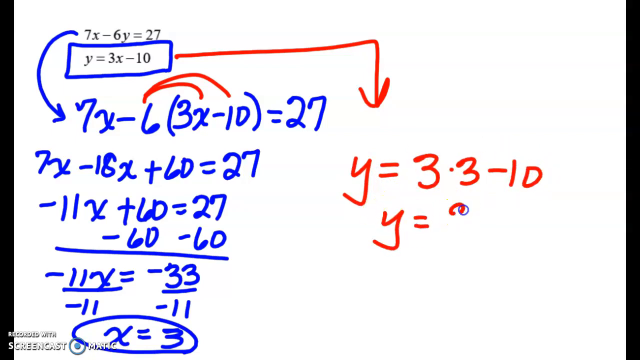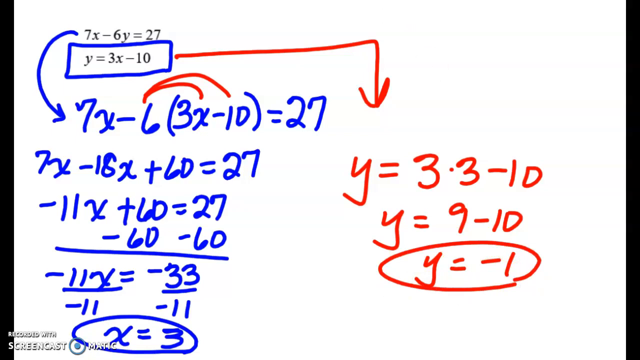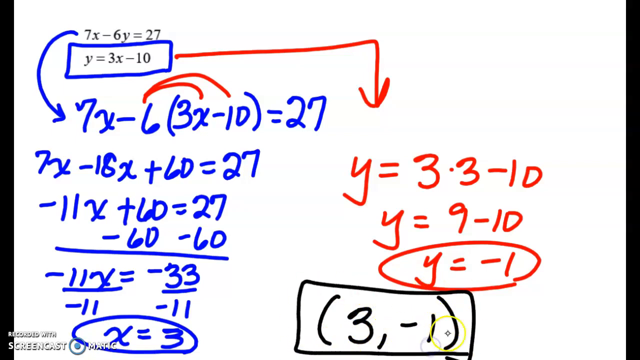And then you're going to get 9 minus 10, which is negative 1. And then my final step is to write it as an ordered pair. And that solution works in both of these equations and make them true. You could plug it in and give it a go.